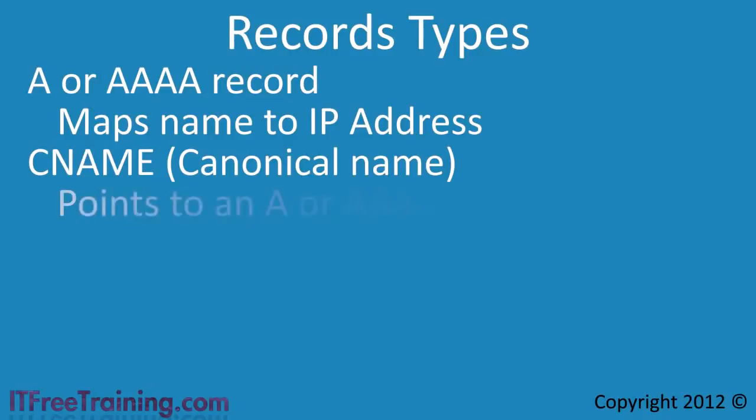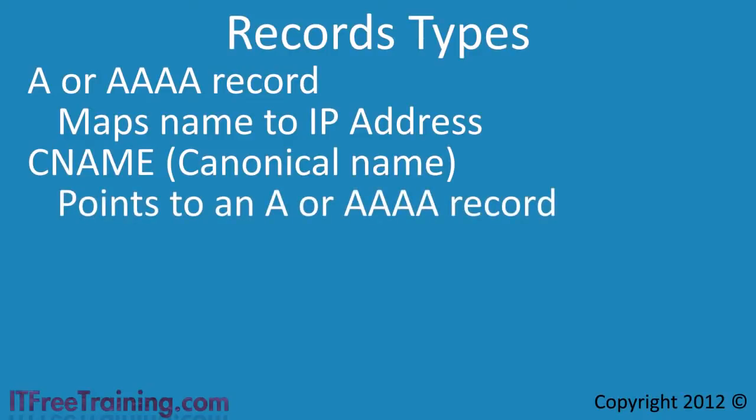The CNAME record points to an A record or Quad A record. When you attempt to resolve a CNAME record, the corresponding A record or Quad A record is returned. With CNAMEs, you can also change the destination the CNAME is pointing to. For example, if you moved your mail server from App1 to App2, all you would need to do is change the CNAME to point to App2 rather than App1.